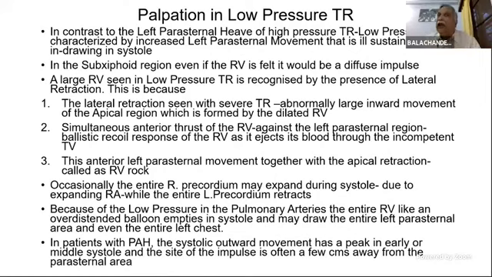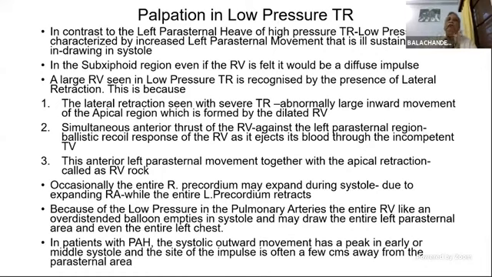We are not talking about that lateral retraction. We are talking about the lateral retraction simply because it's a low pressure TR, and once the isovolumic contraction is lost, when the RV contracts, it retracts. So there is an anterior thrust of the RV against the left parasternal region, which is a ballistic recoil of the RV as it ejects the blood through the incompetent tricuspid valve.